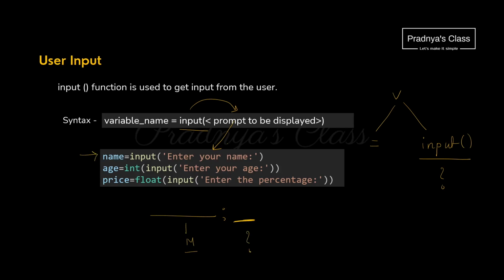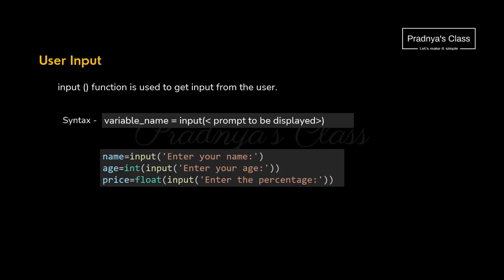In the first example, we are asking for name. In the second example, we are asking for age. And in the third example, we are asking for the percentage. But look at the second and third examples. We are writing integer and float. Why is this so? Because by default, the input function converts the input to string. And if you want to perform some numeric operations on it, we cannot do it. That's why we need to convert it to integer or float depending on the requirement. Alright, now we know how to take the input.